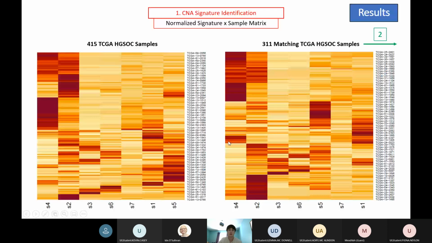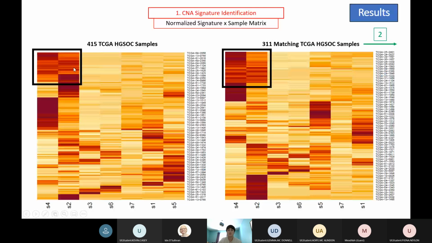These are the results for the CNA signature identification. You end up with a normalized signature by sample matrix, where on the left is the matrix for the 415 samples, and on the right, the 311 matching samples that were used for downstream analysis. What you can see is that 7 signatures were derived in total, with each signature containing a probability value of being associated with a particular sample here on the right. Some samples you can see are clearly defined by one signature, whereas others are comprised of a number of different signatures. If you look up the top left as well, certain samples have a bit of a blurred boundary between signatures or a kind of overlap.